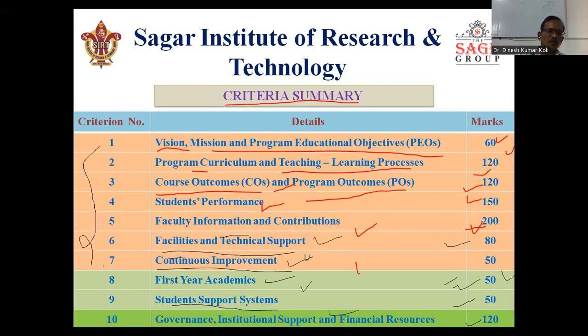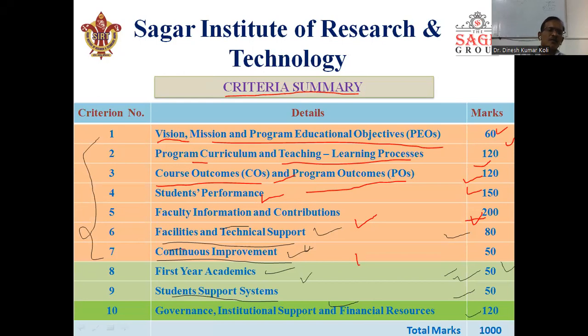Here from 1 to 7, these are the program level criteria. Here you see criteria 8, 9, and 10. These are the institute level.